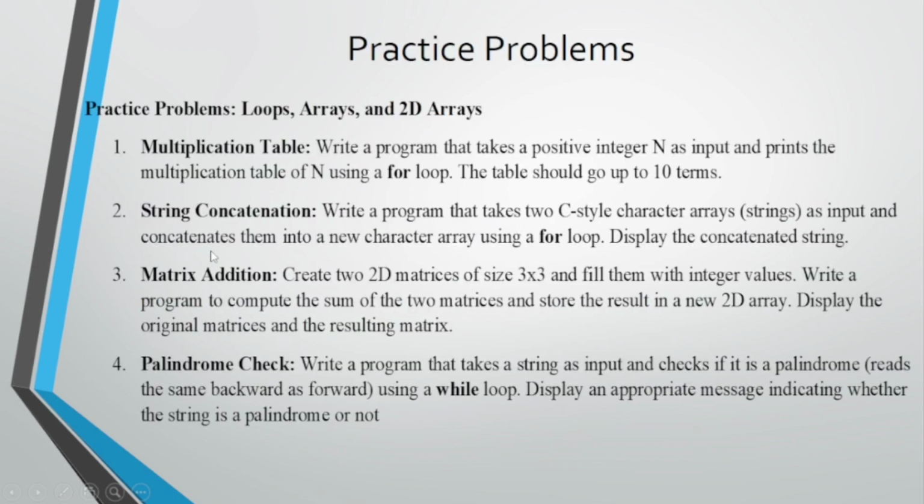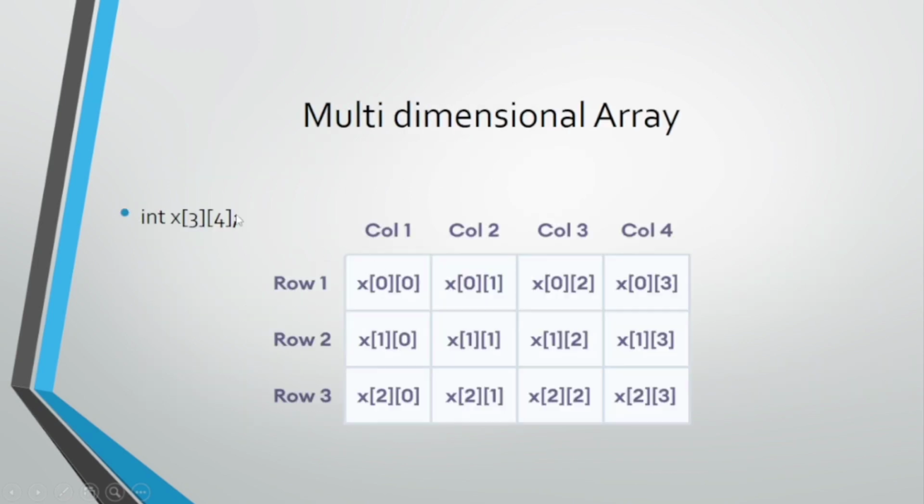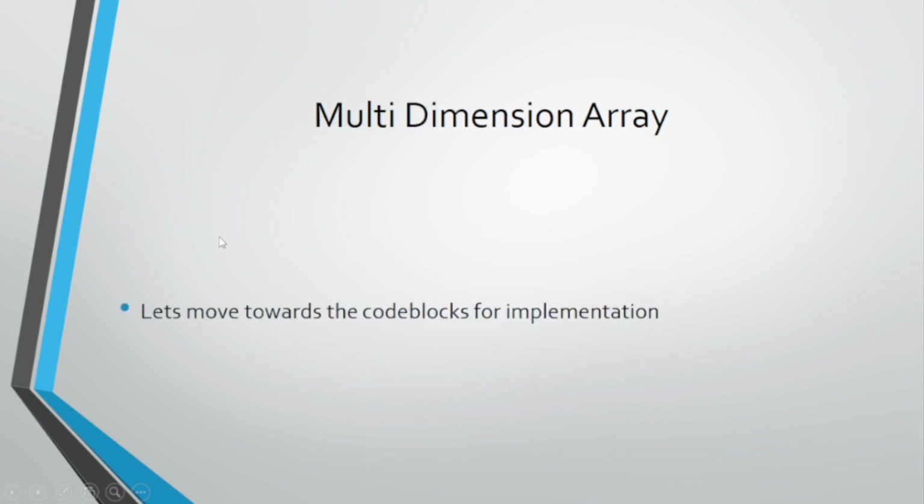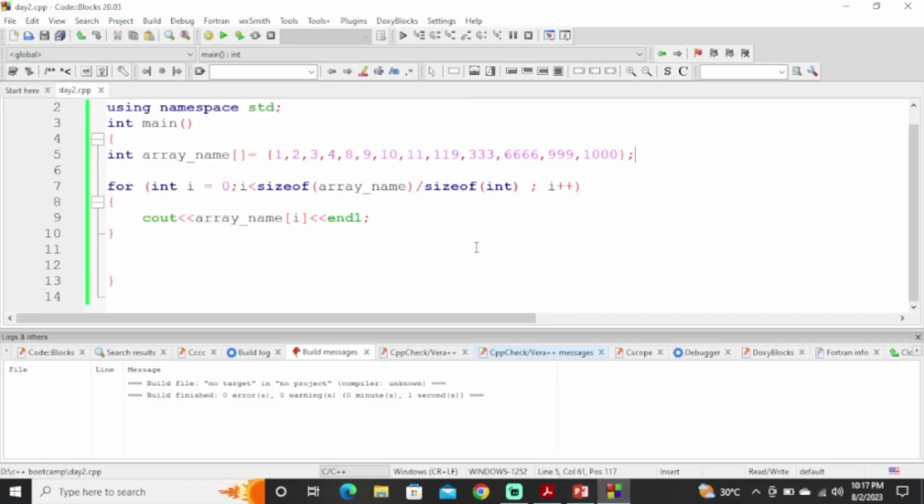So it shows that the first index represents the row, and the second index represents the columns. Now let's move toward the code blocks for further implementation.